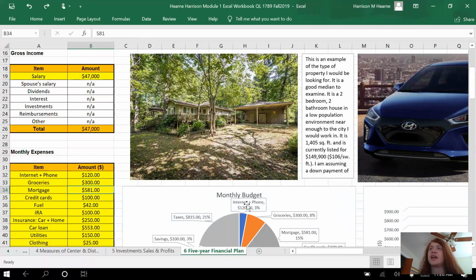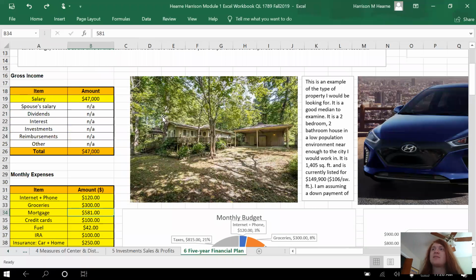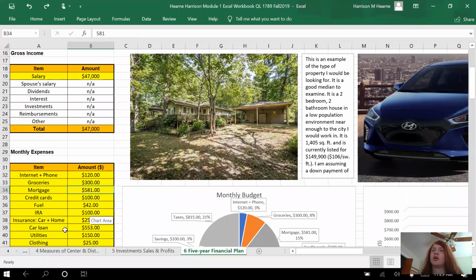Mortgage, we used a sample example house here. This is the type of house that I would like. It's a nice, small, secluded property, not too close to a city. And we used an online mortgage calculator to determine that the monthly mortgage payment for a house of this type would be about $580.